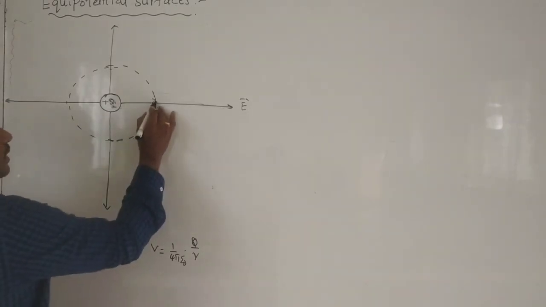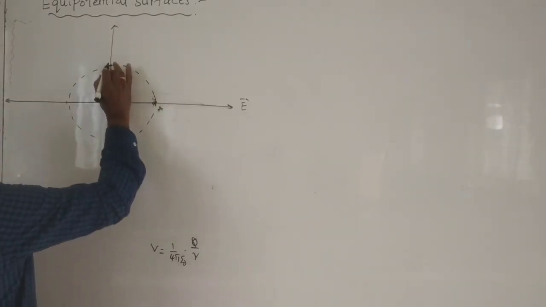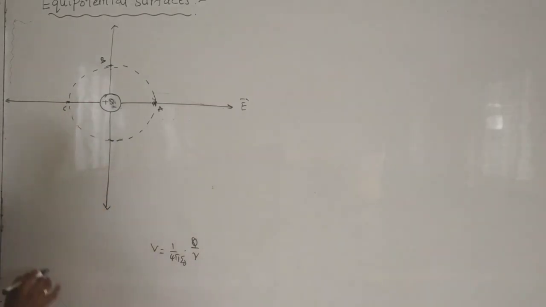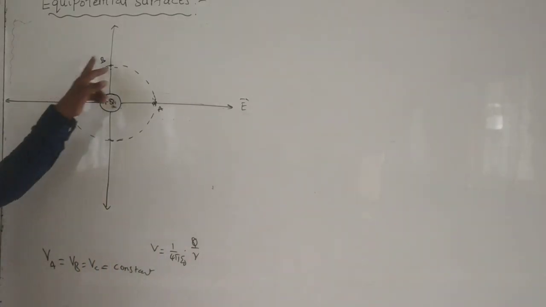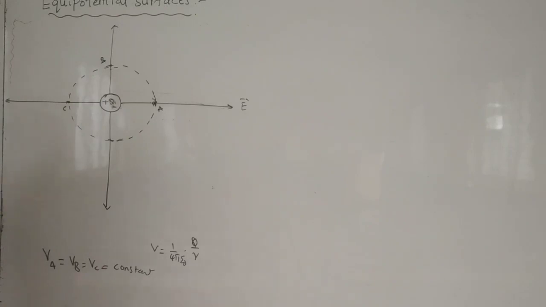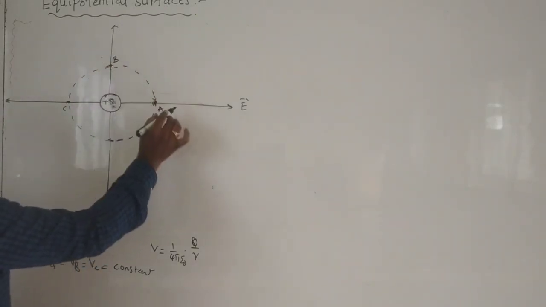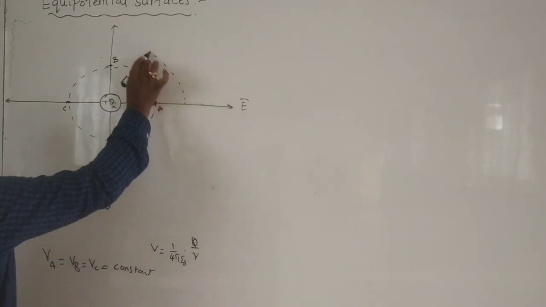So that means point A, point B, point C have the same potential. So VA equal to VB equal to VC. They are the same, it's a constant. These are called equipotential points.